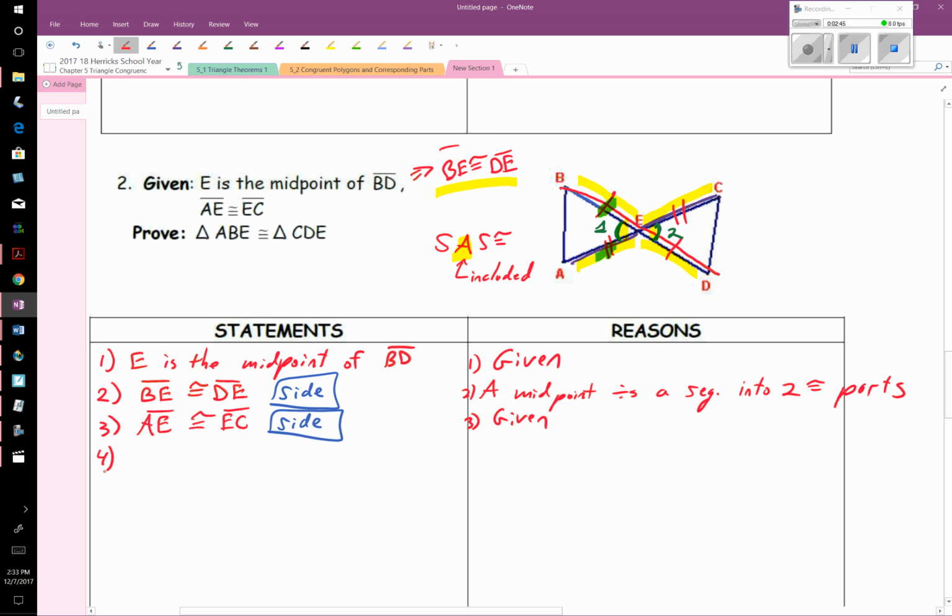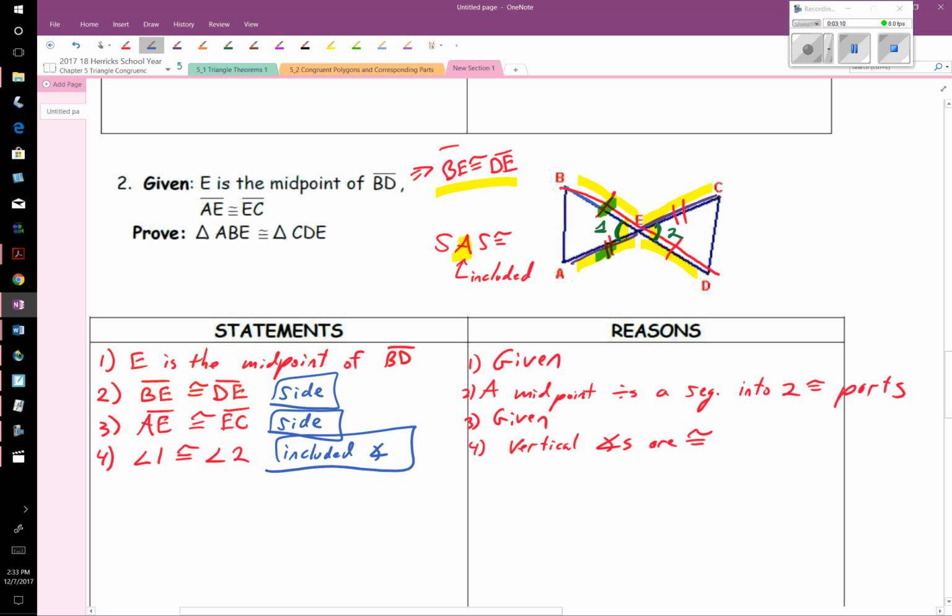All right, last one. 4, I need to talk about that angle, and because I labeled it 1, I'm going to say angle 1 is congruent to angle 2. And why? They are vertical angles. So vertical angles are congruent. Now this is an angle I need. It's also in the middle, so I'm going to call it an included angle.